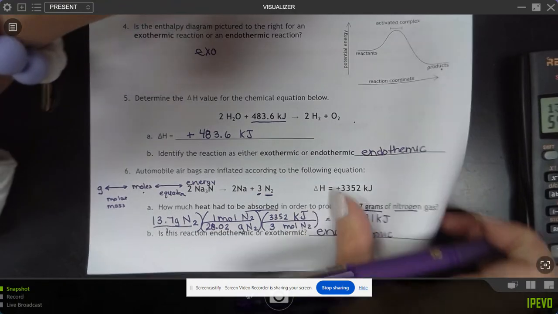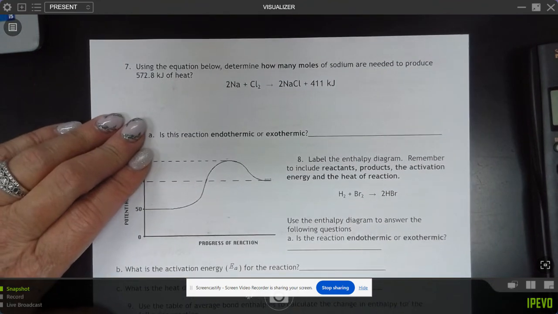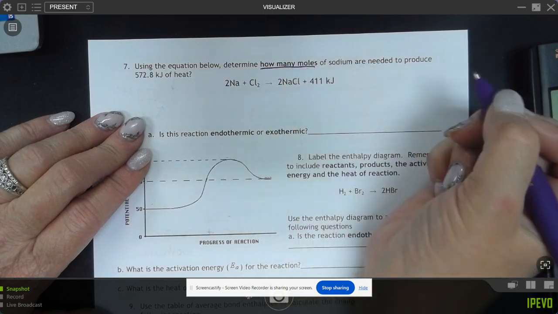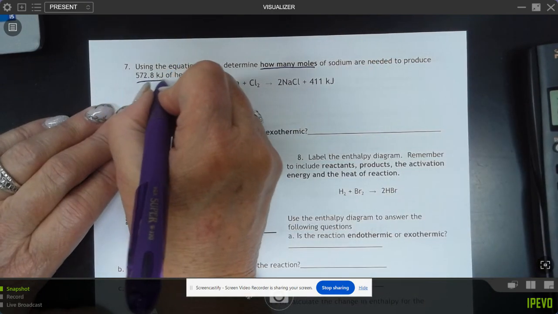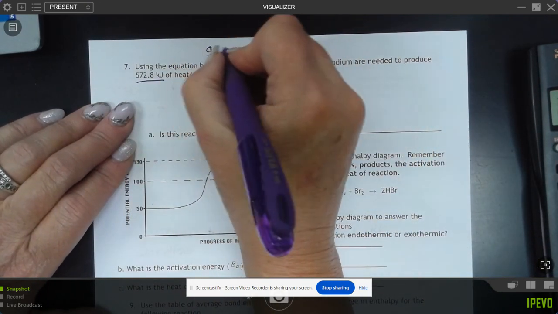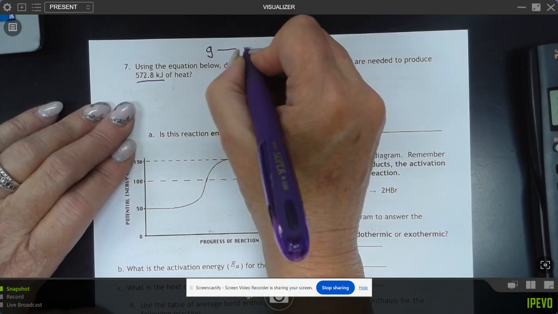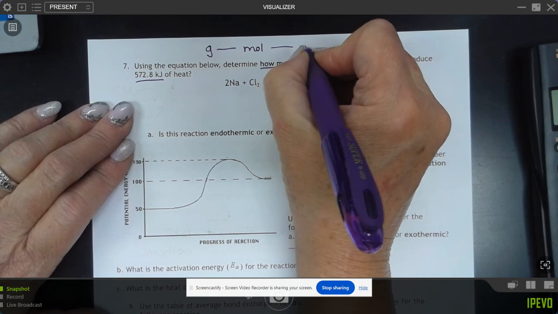Okay, flipping over to the back side, we have another stoichiometry question. This one, however, is asking for moles, and it's giving us kilojoules. So I'm just going to write my little helper up here: grams to moles to energy, kilojoules.